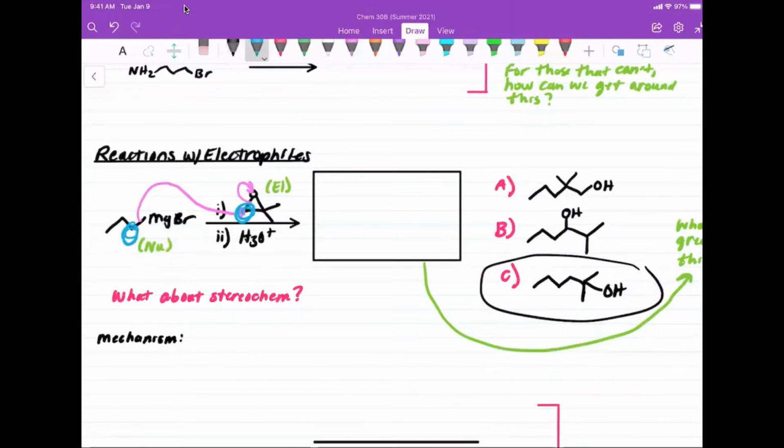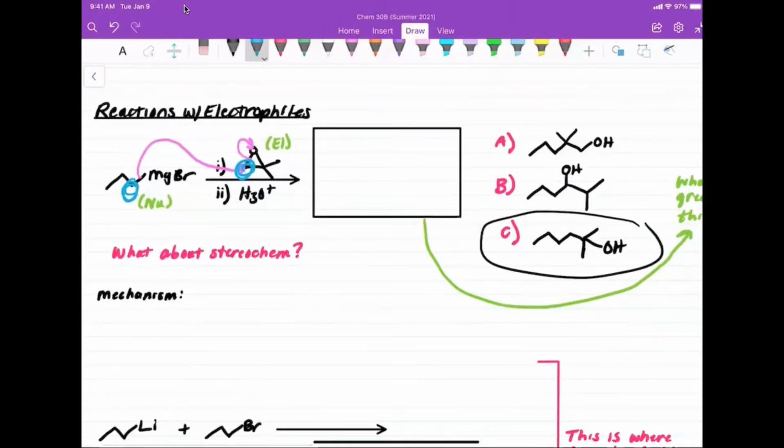Carbon-carbon bond forming reactions: acetylide reacting with an alkyl halide, acetylide reacting with an epoxide, organometallic reacting with an epoxide. So now we have three. And we're going to have a fourth in just a little bit here, actually. But so far there's three. So we want to make sure we know what those are.